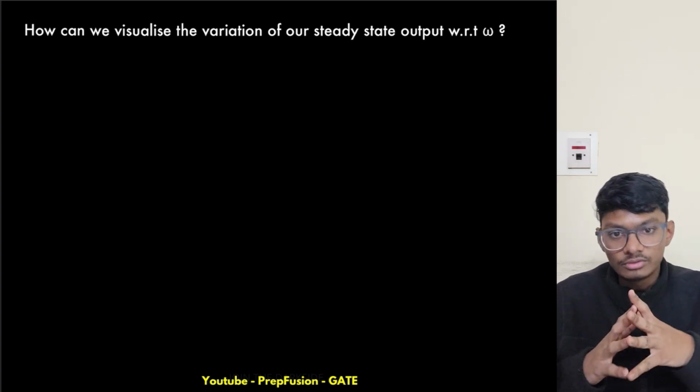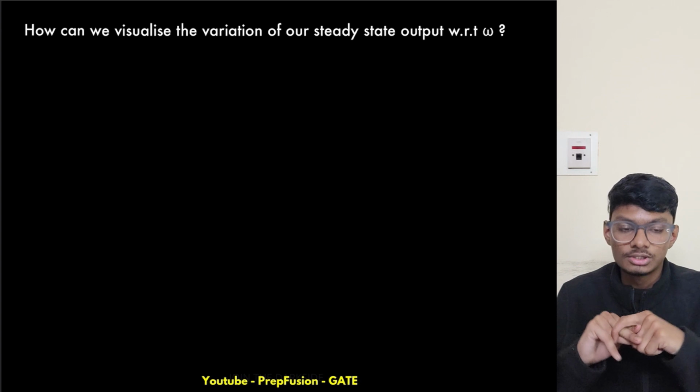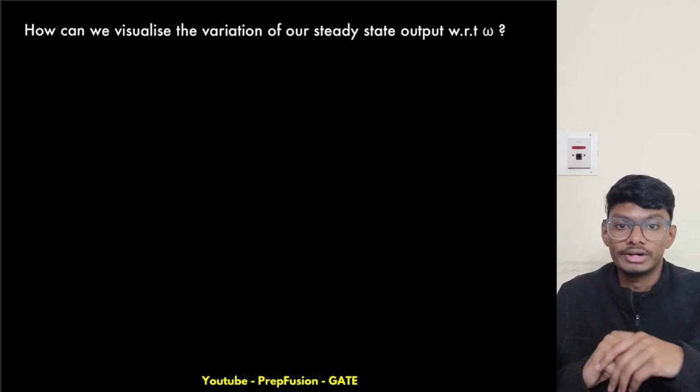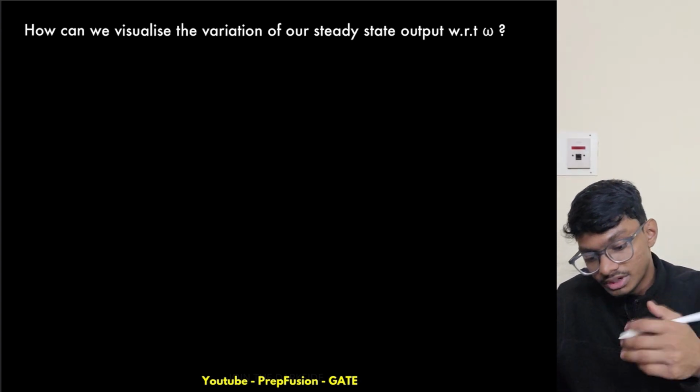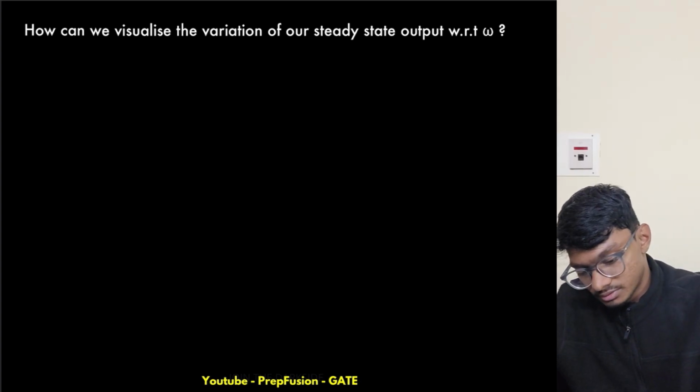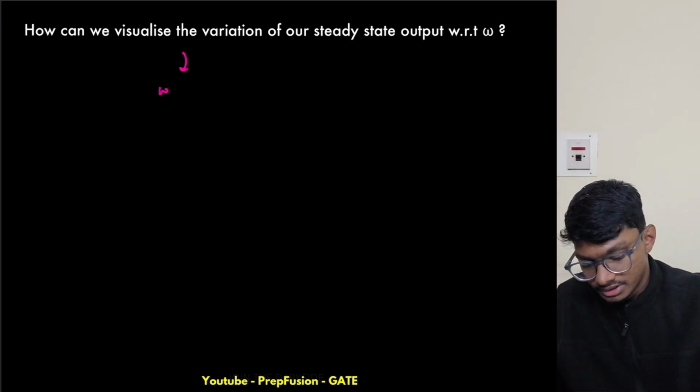But in control systems, what we'll do is find the stability of the closed loop system using the frequency response of my OLTF. That's why we are studying OLTF. But how can we visualize with respect to omega? First we need to understand why we need to visualize. How I will do it is coming in the next slide.